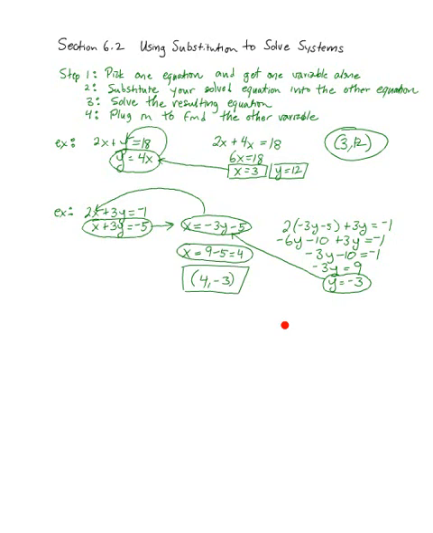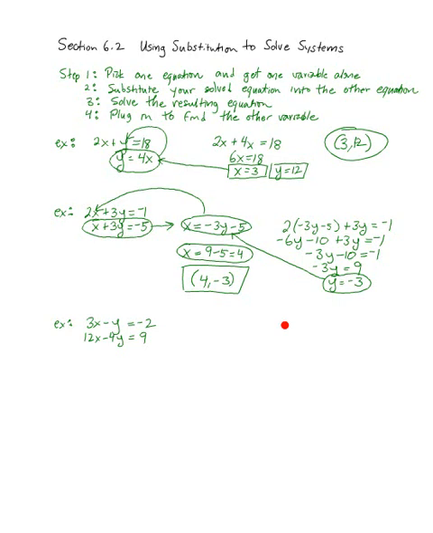All right, 2 more problems here, and we'll be done this section. How about 3x minus y equals negative 2, and 12x minus 4y equals 9.